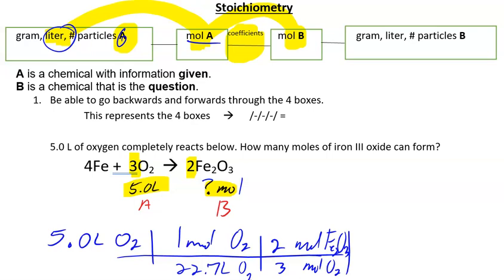3 moles of oxygen will be used up when 2 moles of iron oxide are formed. And when you do the calculations and round to 2 sig figs, because of the 5.0, you get 0.15 moles of Fe2O3. That's the answer.